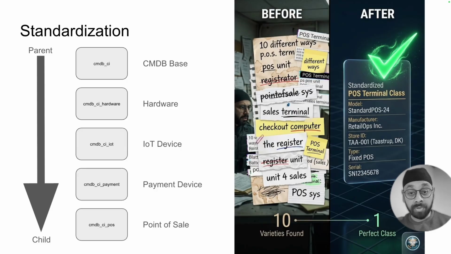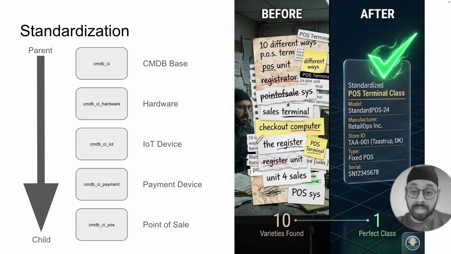Why does this matter for Nowvengers Retail Store? Standardization. We don't want 500 different ways to describe a register. By using a standard class, we ensure that every team, from security to finance, speaks the same technical language. And this is how we report on 10,000 stores globally in 1 second.